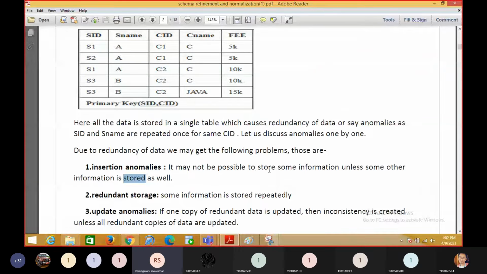It may not be possible to store some information unless some other information is stored. That is called insertion anomalies. Redundant storage is when some information is stored repeatedly. If you are trying to store the same data repeatedly, that's called redundant storage. Next, update anomalies.